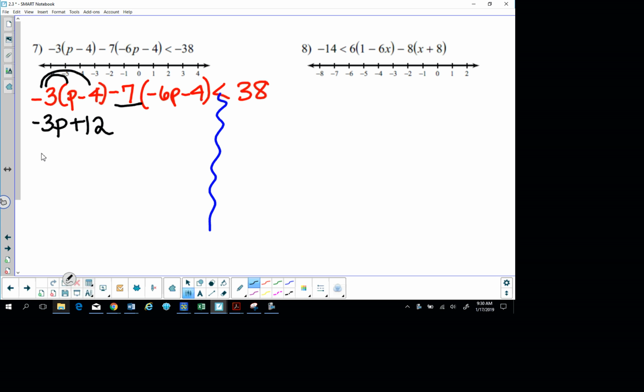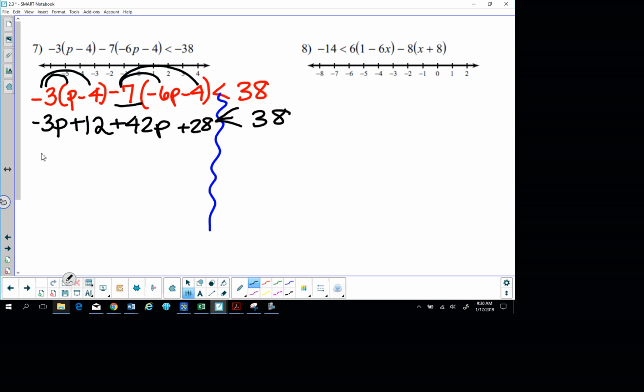And then don't forget that p. So positive 42p. And negative 7 times negative 4. Perfect. Positive 28. It's less than, and we keep the sign, 38. So same exact thing we did last class.